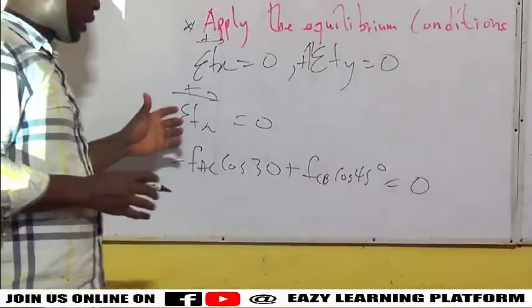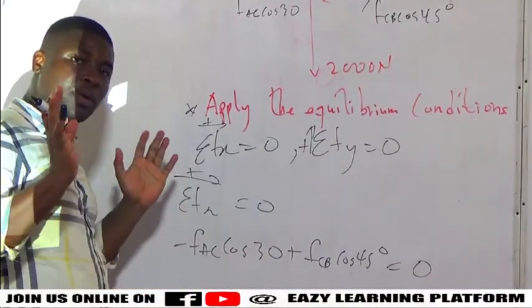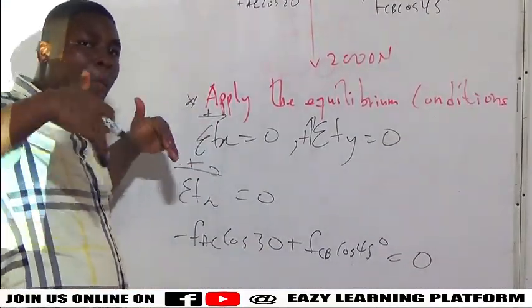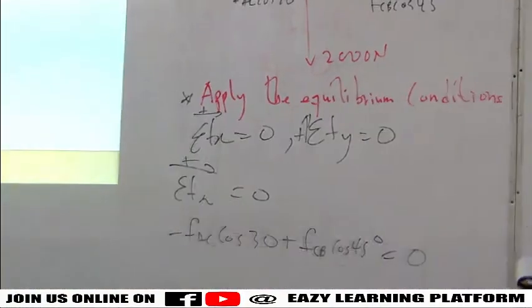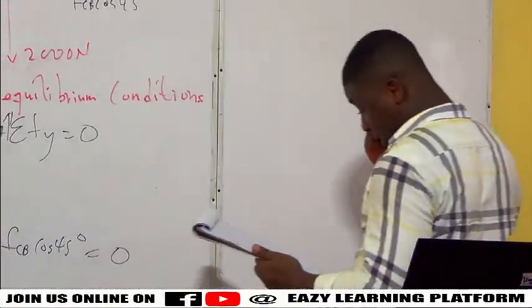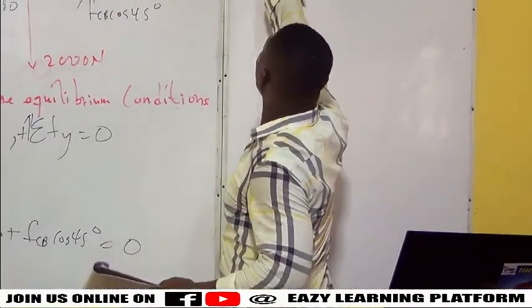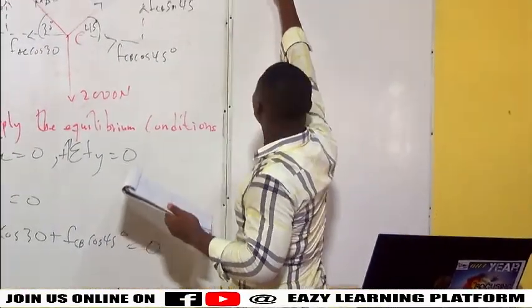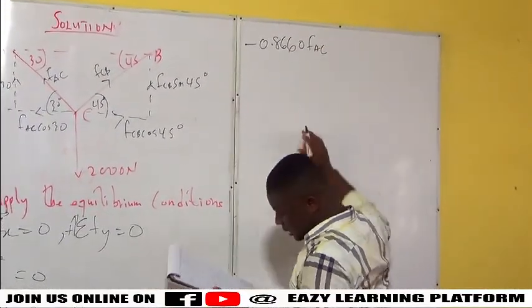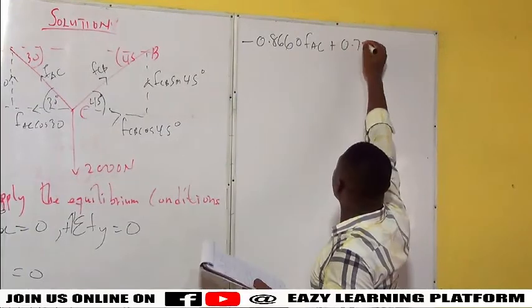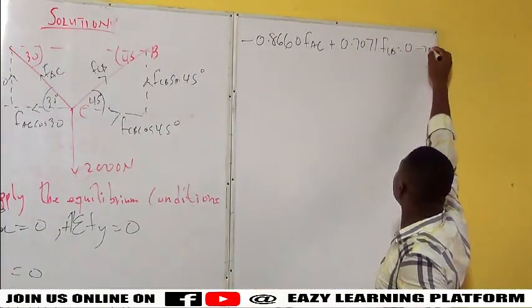We said that for a particle to be in equilibrium, the resultant force must be equal to 0. So there will be no unbalanced forces to cause it to move. So what is cos 30? Cos 30 will give us minus 0.8660 FAC plus 0.7071 FCB should be equal to 0, equation 1.